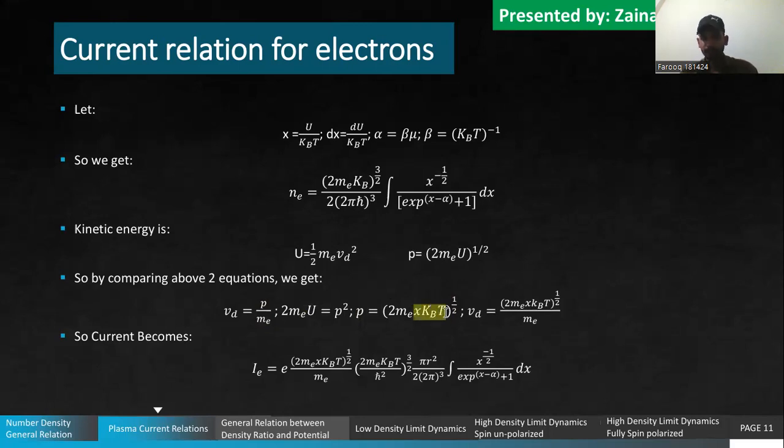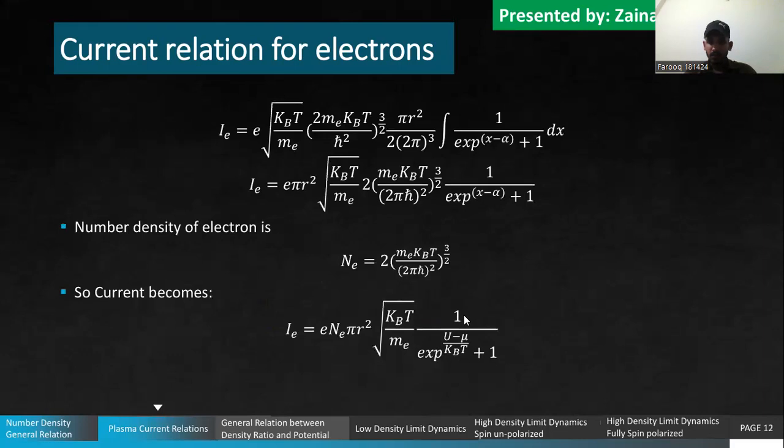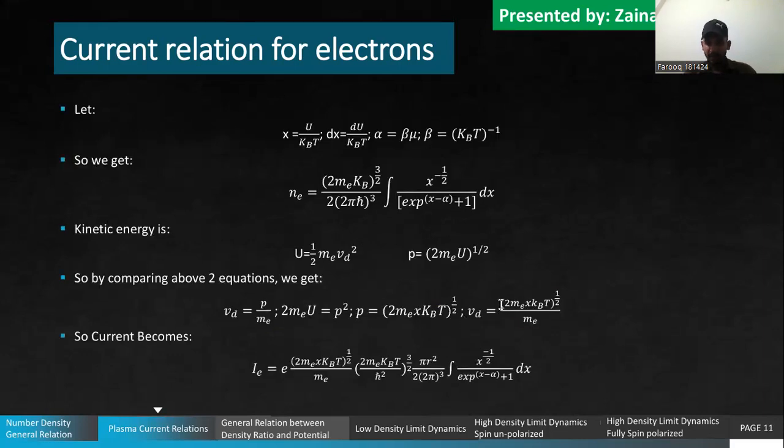So now we get x kBT. So vd becomes this one. So now current becomes equal to e into (2 me x kBT) to the power 1 by 2, this term, and the integral has only this term in it.